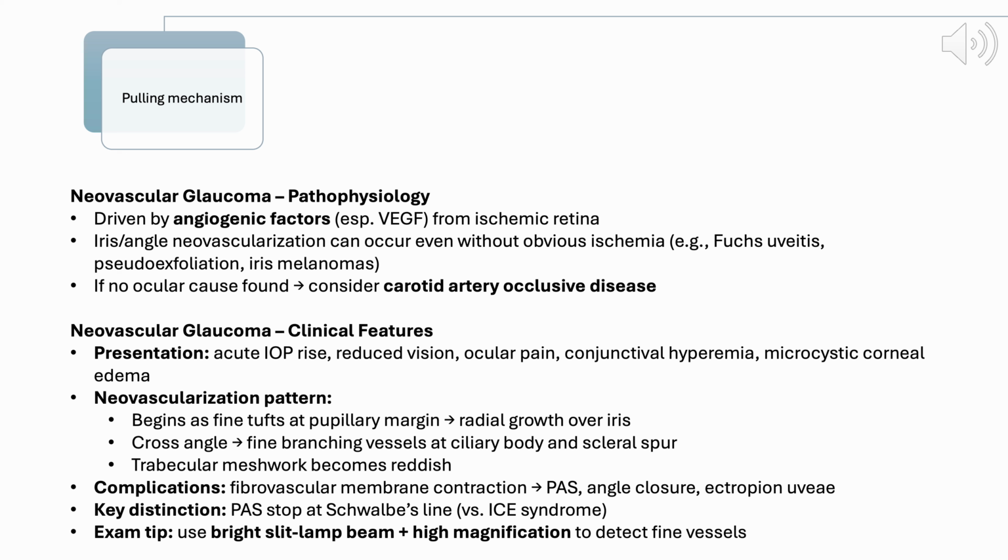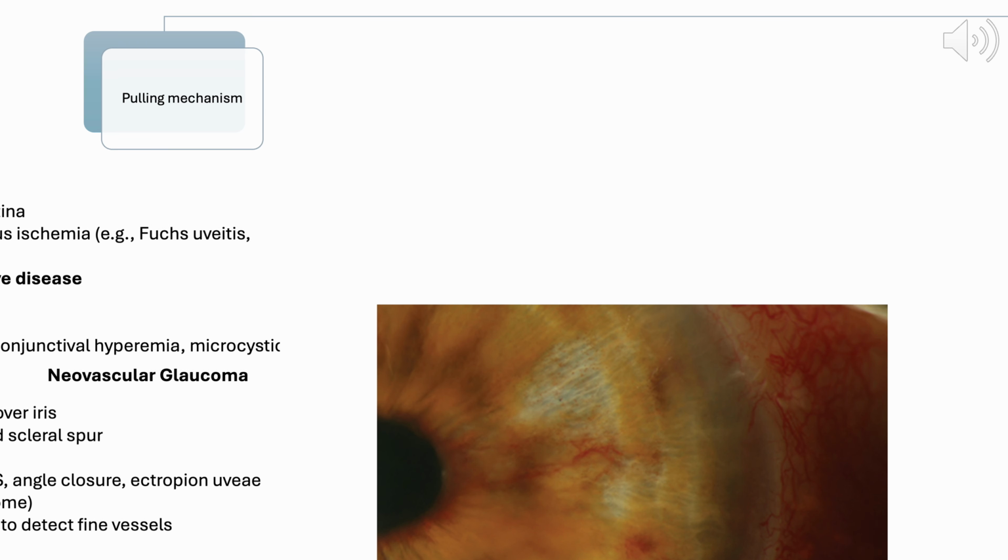Complications occur when the fibrovascular membranes contract, producing peripheral anterior synechia, progressive angle closure, and ectropion uvea. A key distinction from other causes of secondary angle closure, such as ICE syndrome, is that in neovascular glaucoma, the synechia begin right at Schwalbe's line. On exam, a bright slit-lamp beam with high magnification is essential to pick up these early fine vessels before they progress to irreversible closure.